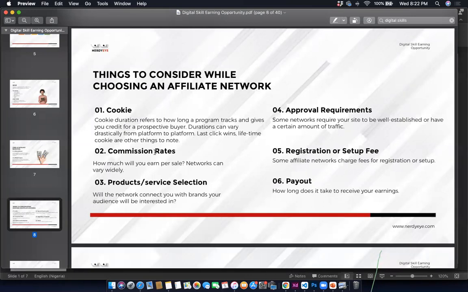So we have what we call commission rate. You want to check the commission rate. How much am I going to make if I make a sale, right? There are some people that will give you little tokens. That is why so many Nigerian affiliates hate affiliate programs like Jumia Affiliate and Konga, because you sell a particular product for them and they're giving you something like 1,000 naira, 500 naira.